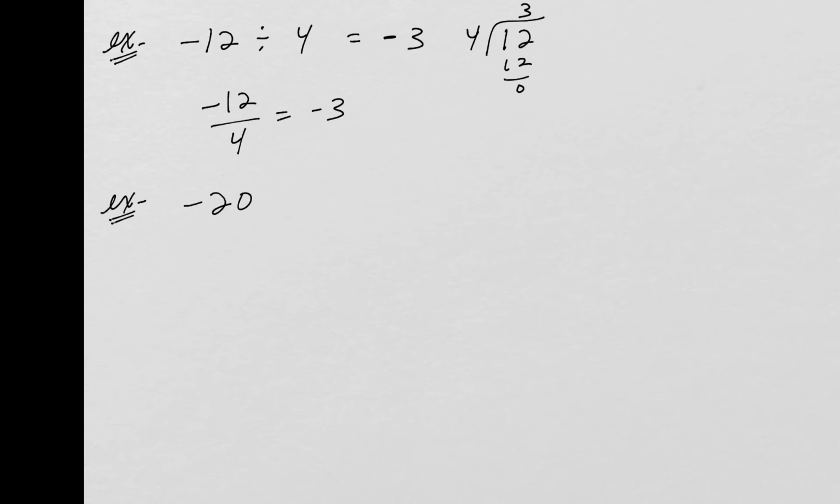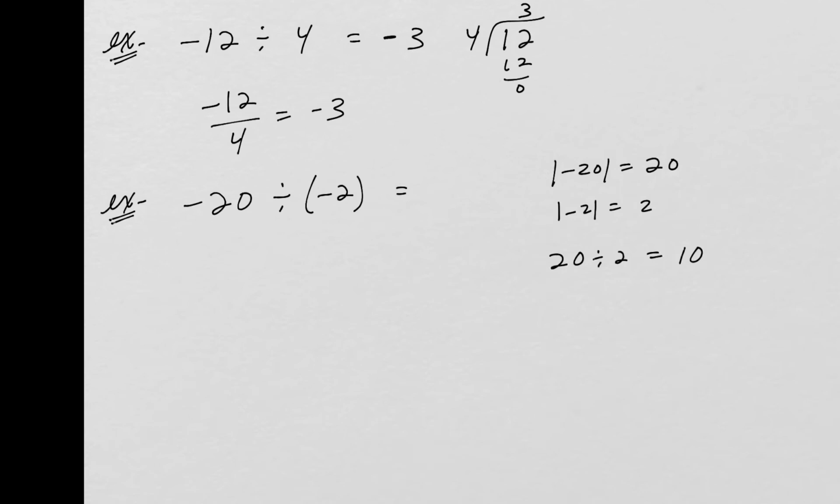Negative 20 divided by negative 2. So take the absolute values. Again, after a while, you don't really write that out, but that's going to be positive 20. This will be positive 2. Divide their absolute values. So 20 divided by 2 is 10. And then since we have a negative divided by negative, same sign, the answer is going to be positive. So this is positive 10.